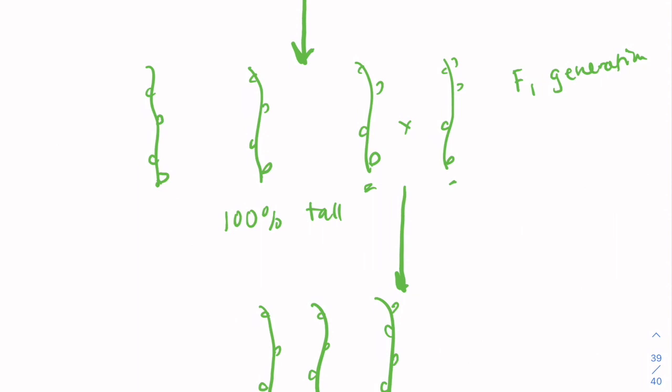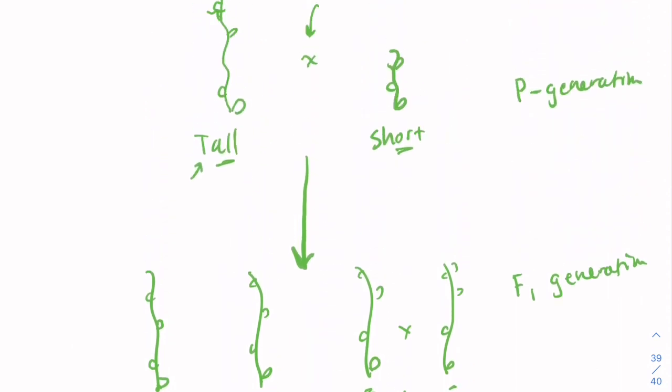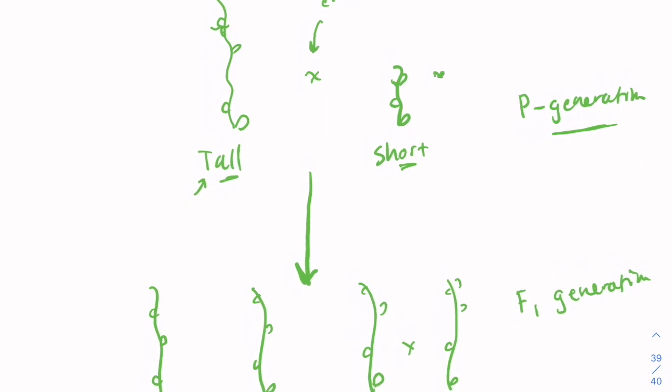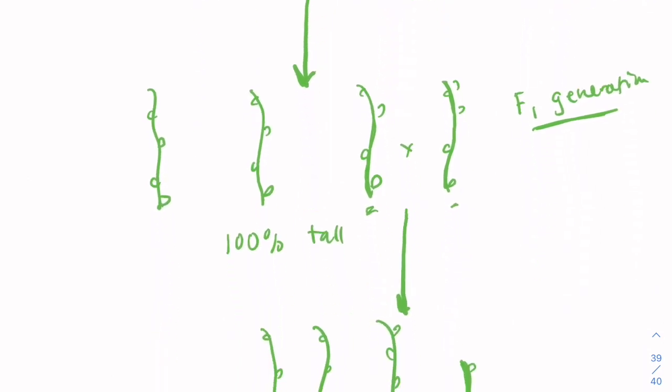Because 1 in every 4 plants turned out to be short. So he had 75% tall, 25%, or 1 in 4, short. And that made him go, there is something in this short plant that came from the grandparents, from the P generation, that was still present in the F1 generation. It was still present, but it didn't show up until later.